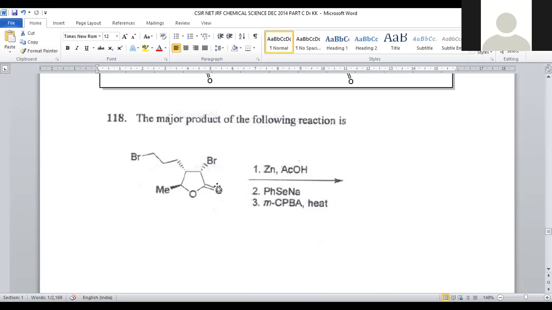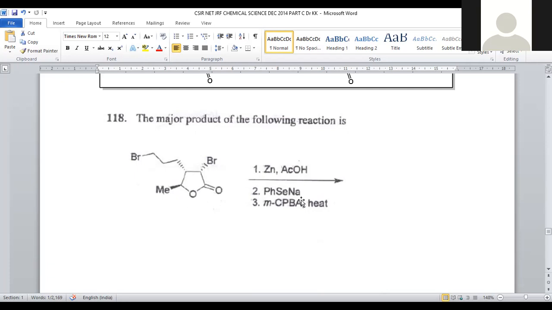What are we going to treat it with? We are going to treat with zinc and acetic acid. Zinc, a metal in acidic medium, is used to facilitate the reduction process, especially when a nitro group is there, that will be converted into an amine. When we have a bromo group, that will be eliminated and hydrogen will be added to the ring. So zinc acetic acid is used to reduce this alkyl halide into an alkane, so that CHBr is converted into CH2.